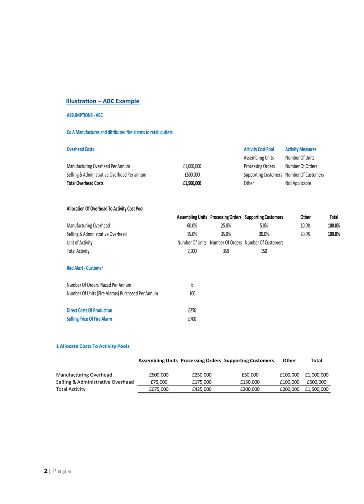Altogether, this gives us a total of £675,000 allocated to assembling units, £425,000 to processing orders, £200,000 to supporting customers, and £200,000 to other activities, which together represent the full £1.5 million in overhead costs. This detailed allocation helps us see how resources are consumed by different activities within the company.